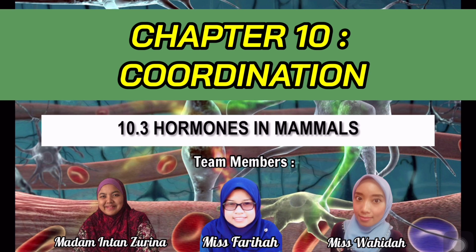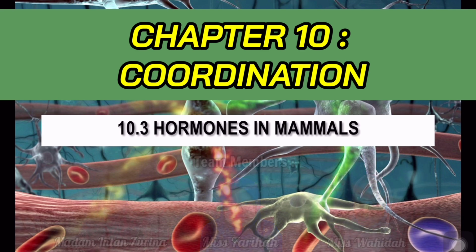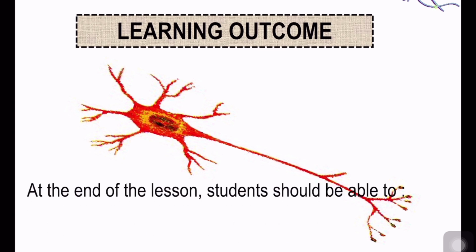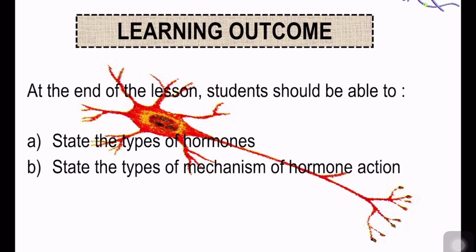We'll continue this topic with another subtopic 10.3, Hormones in Mammals. So, at the end of this lesson, you should be able to state the types of hormones and state the types of mechanism of hormone action.